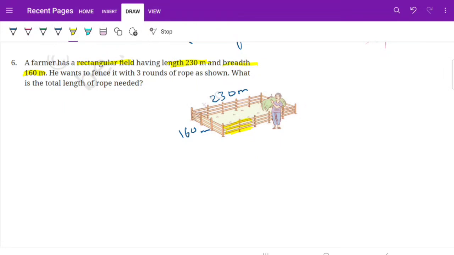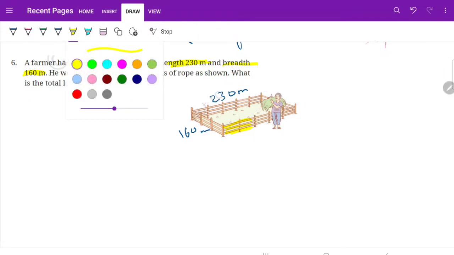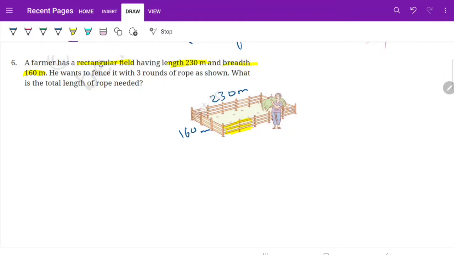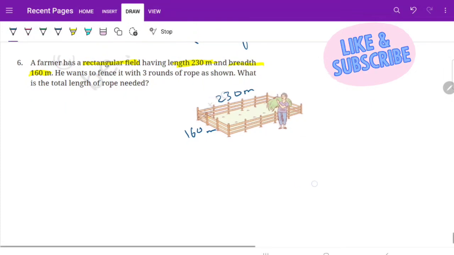1 round means it is the perimeter. Very simple answer this one also. 1 round, if you make fencing of this one, it is what? We need to find the perimeter for 1 round. 3 rounds means multiply by 3. That's all. So first we will find the perimeter.